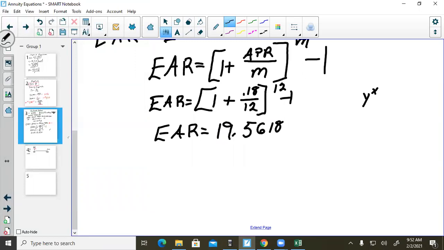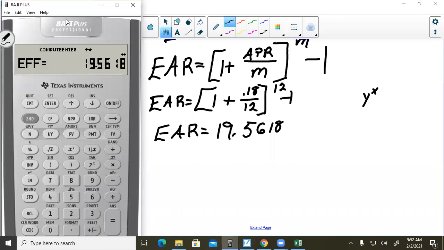5.618. So he's actually paying 1.5% more than what is stated to him. Okay. Do you mind showing that on the calculator one more time? Yes, Sophia, no problem. Thank you.